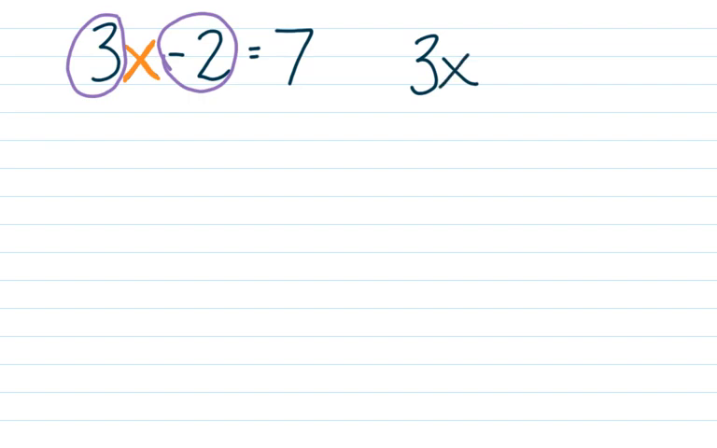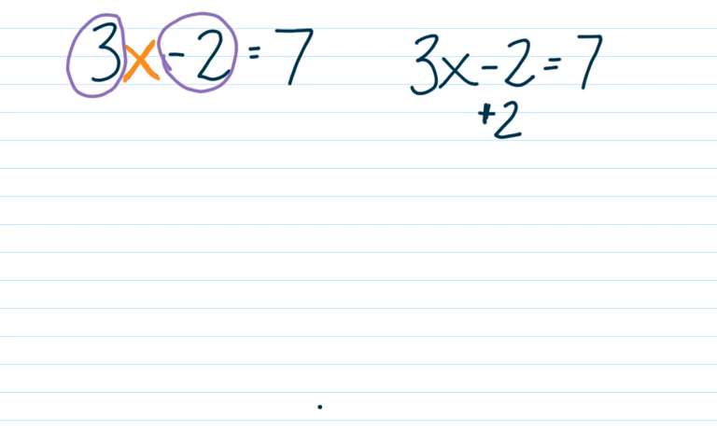Okay, we are going to get rid of the minus 2 first because remember I said anything attached to the variable, we're going to get rid of it last. So the 3 and the x are right next to each other. The 3, we do have to get rid of it, but we're going to get rid of it very last. Okay, so when I look at this equation, I have a minus 2, and in math, to get rid of something, we do the opposite. So the opposite of minus 2 would be a plus 2.